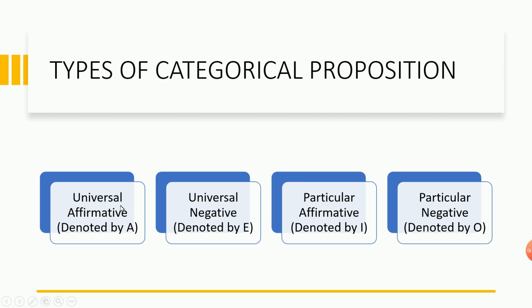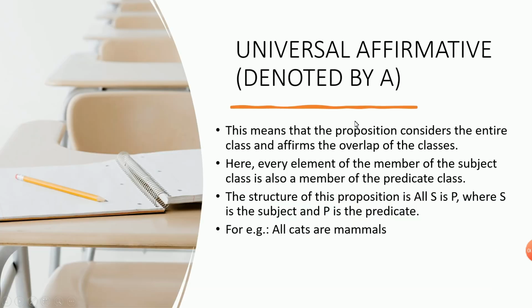So universally affirmative, universally negative. Next, particular affirmative, particular negative. That's all. So here universal affirmative is denoted by A, universal negative is denoted by E, particular affirmative is denoted by I, and particular negative is denoted by O. So we will be seeing each in the upcoming slides. So first is universal affirmative.